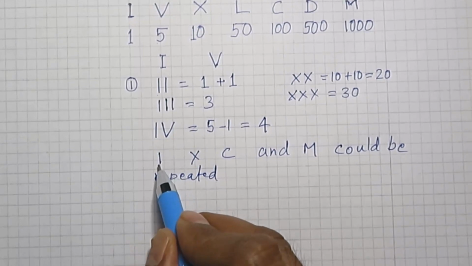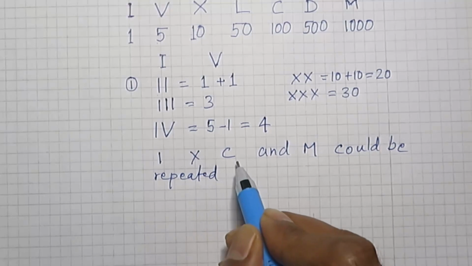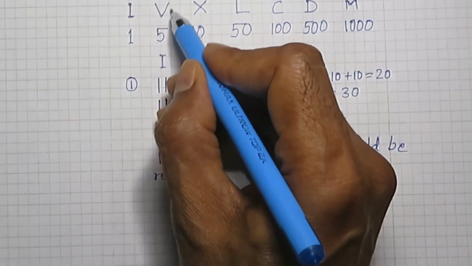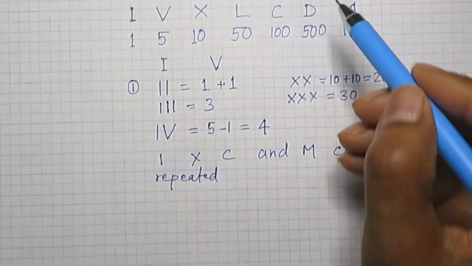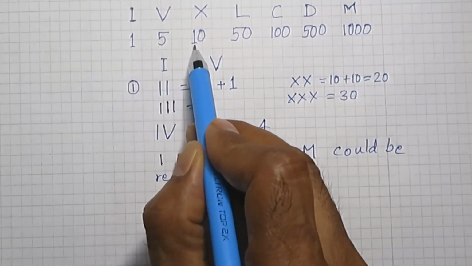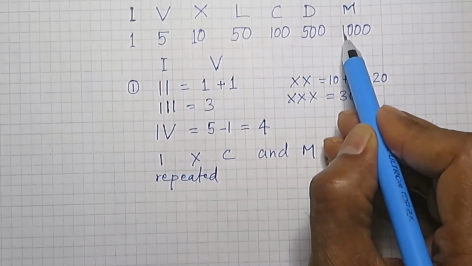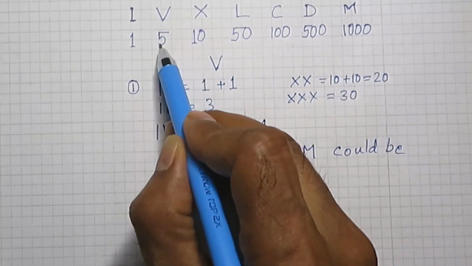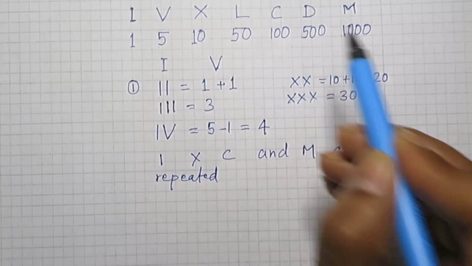So you can repeat I up to 3 times, you can repeat X up to 3 times, C and M up to 3 times, but you cannot repeat V or L or D. So only the numbers which have got 1, 10, 100, 1000 can be repeated. The ones which have got 5 cannot be repeated. Okay, so this is the rule.